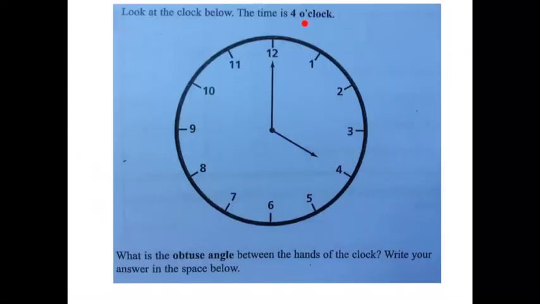Look at the clock below. The time is 4 o'clock. What is the obtuse angle between the hands of the clock? So we're interested in this obtuse angle. So can you remember earlier the size of the degrees, the size between the numbers? So remember we have a 90-degree angle. If you imagine here, it's been split into 3. So each section is 30 degrees.